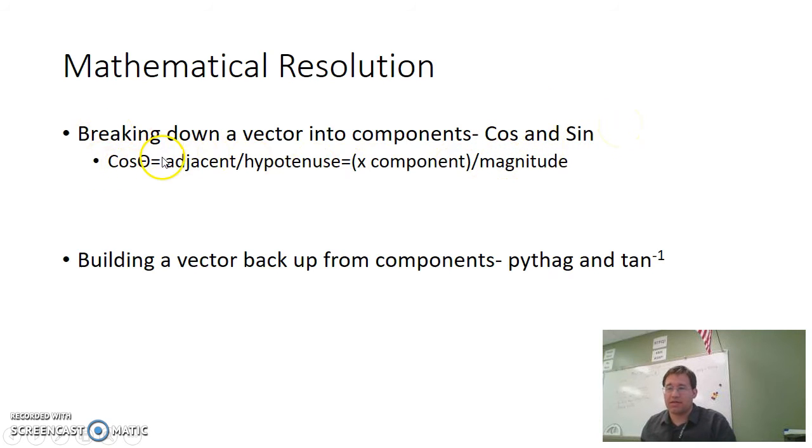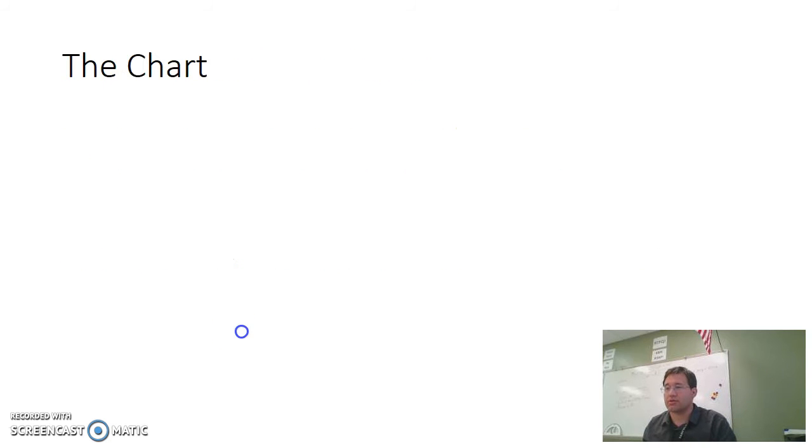Cosine of an angle is defined as the adjacent over the hypotenuse. In other words, it's the x component over the magnitude of our vector. So if we rearrange this to become magnitude times the cosine of the angle, we can get that value. And we can build the vector back up by using our Pythagorean theorem and tangent inverse. So let's see what this looks like with our two vectors.